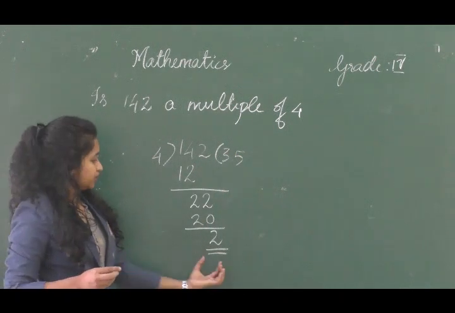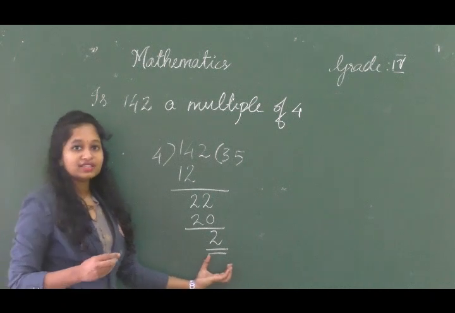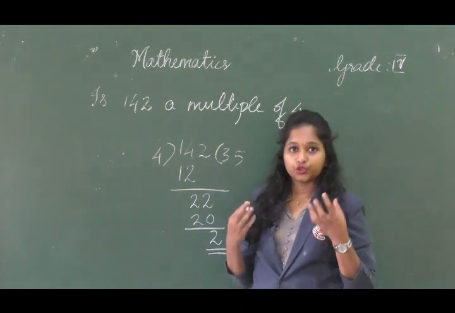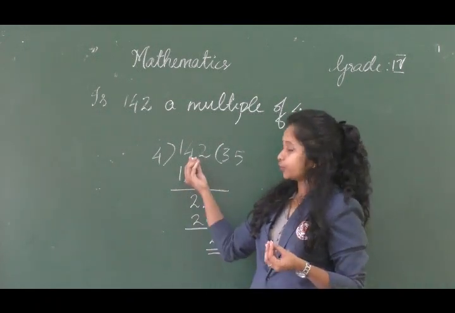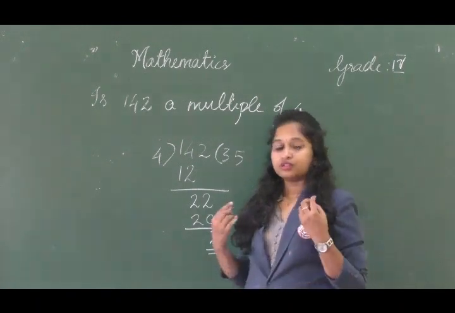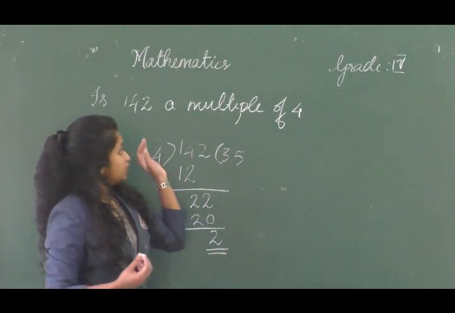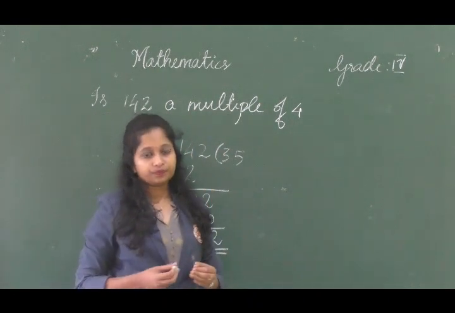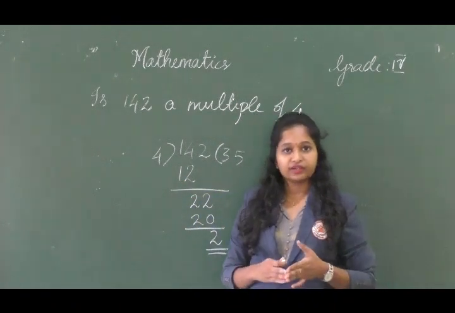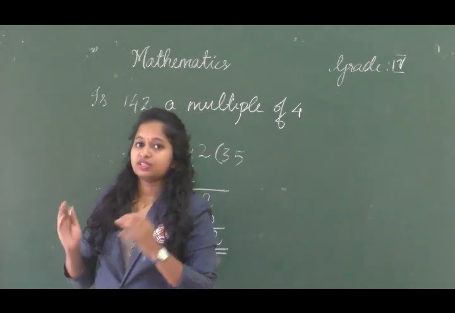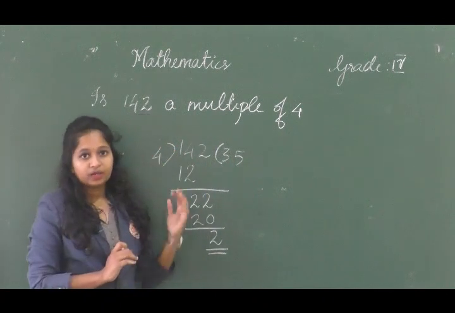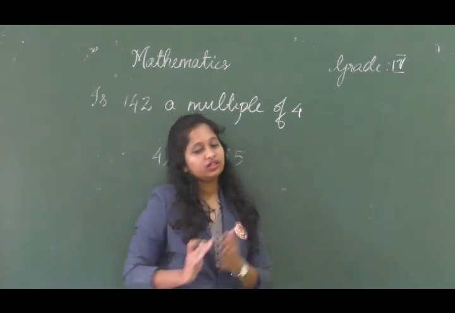Here I have got the remainder as 2. Since the remainder is 2, 142 is not completely divisible by 4. So 142 is not a multiple of 4. But if you get the remainder as 0, then we can conclude that the number is completely divisible by another number, and that number would be the multiple of the other number.